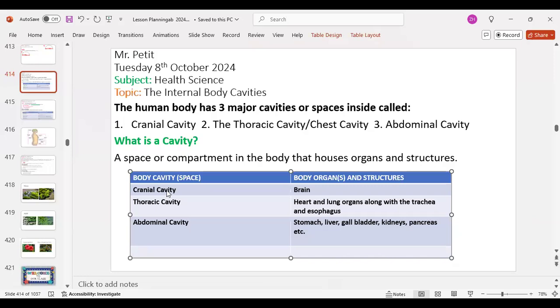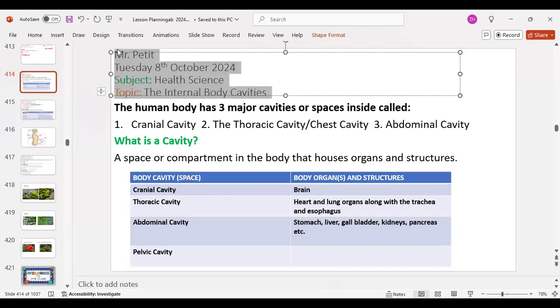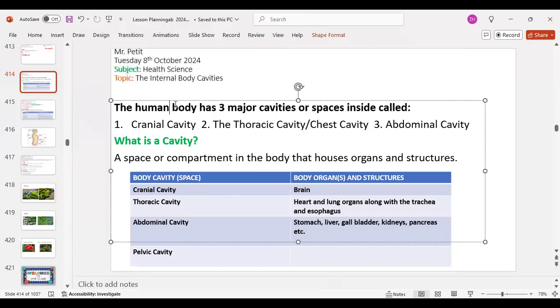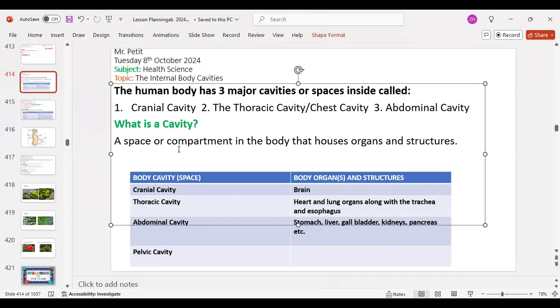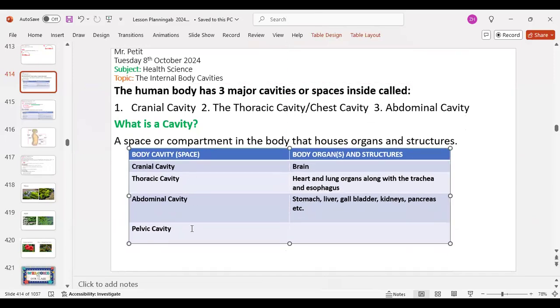Next, we have the pelvic cavity. Can you all see that at the bottom there? Or no? The pelvic cavity. But you could do the writing a little bigger, please. Yes, I can. Change this font.